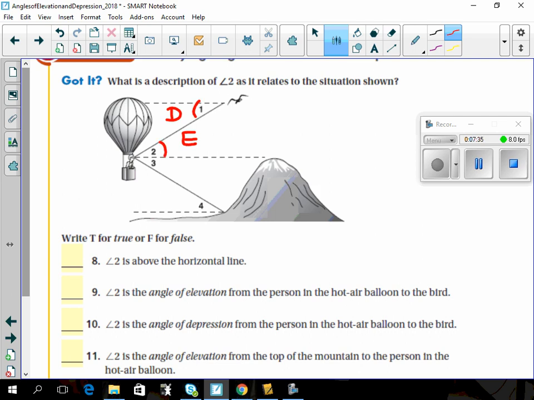True. What kind of an angle is angle 3? Elevation or depression? That's depression. Again, it's going down. Do you agree? Perfect. And then how about angle 4? That's an elevation. All right, perfect.